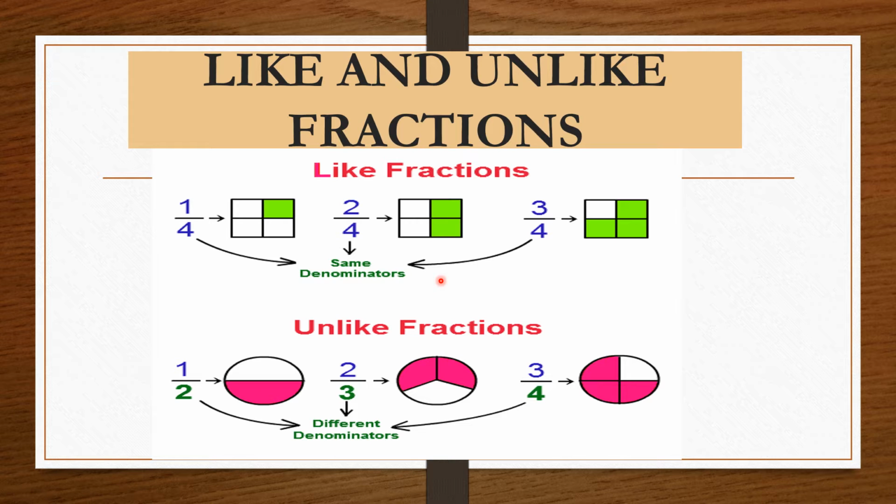What are like and unlike fractions? Now you can see here the image of like fractions and unlike fractions. In the first figure, the square is divided into four equal parts. One part is shaded. So how do you represent it as a fraction? 1/4. Now here 2 parts are shaded. So how will you represent it? 2/4. In all these cases, you can see the square is divided into four equal parts.